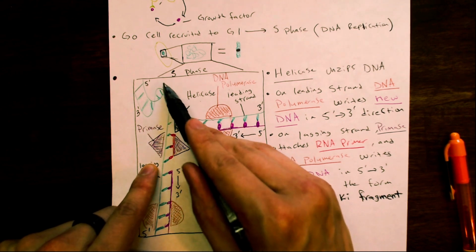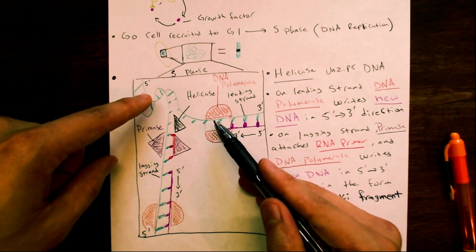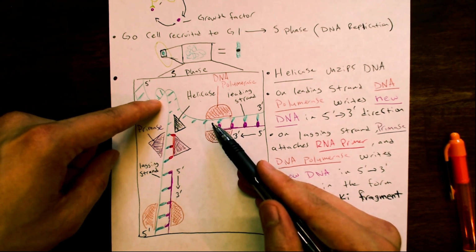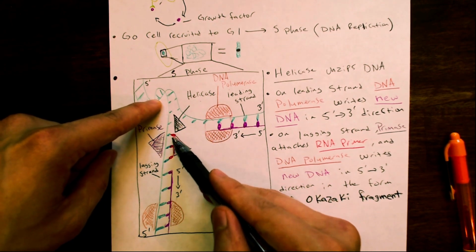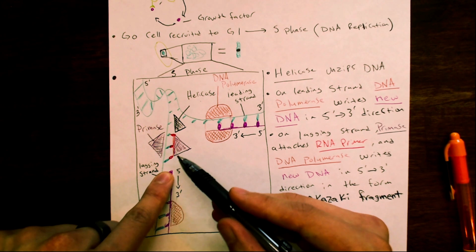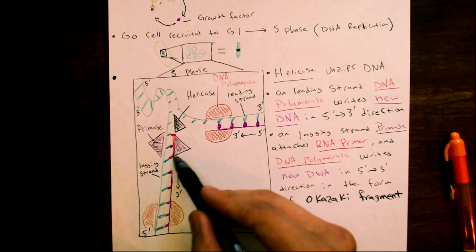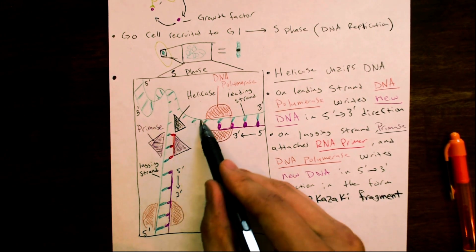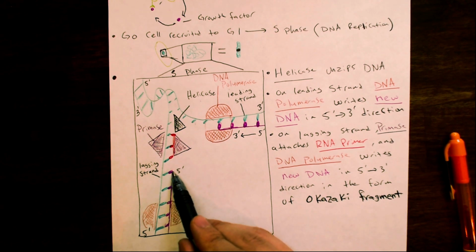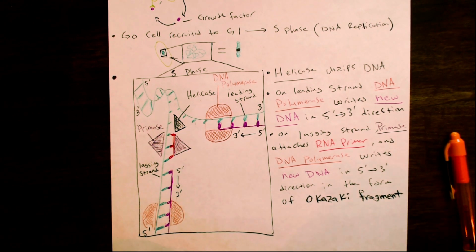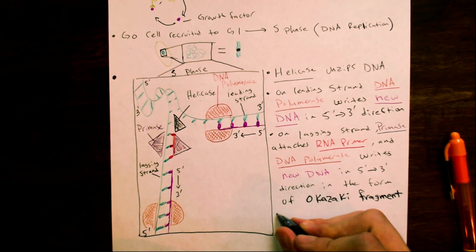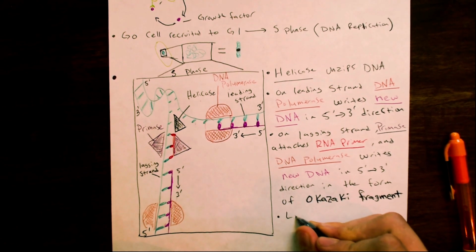So as this unzips, you're going to have another primase create a primer over here, and then another DNA polymerase come to meet this DNA here. However, when it creates that DNA to meet this DNA, it doesn't fuse the backbone together. So there's going to be a little gap. So what happens is later on, you get this enzyme, and I'm not going to draw it here, but we get ligase.